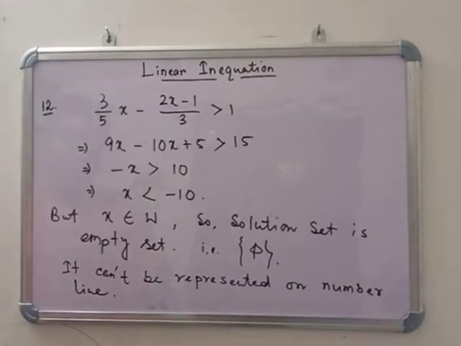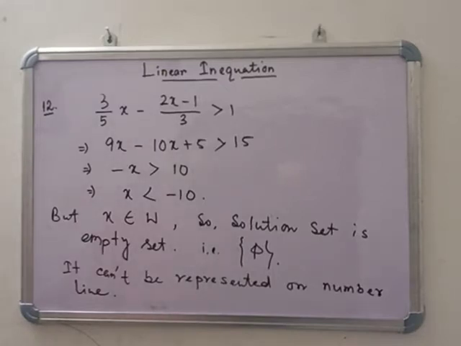We represent the empty set as phi. Phi is represented as the empty set, or null set. We cannot represent the null set on a number line. Okay. Next one.